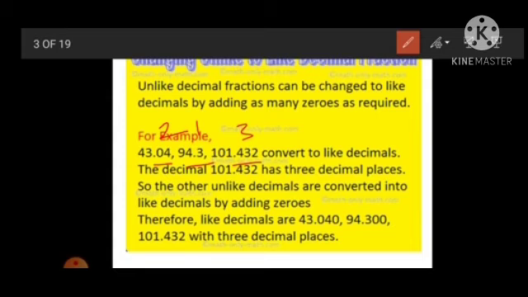So, 43.040, we add 0. 94.3, here only 1 decimal place. We want 3 decimal places here, so we add 2 zeros. And 101.432 already has 3 decimal places. So, therefore, the like decimals are 43.040, 94.300 and 101.432. These are the like decimals.